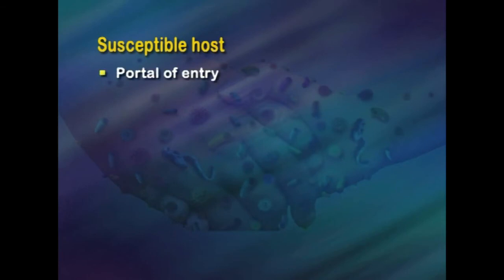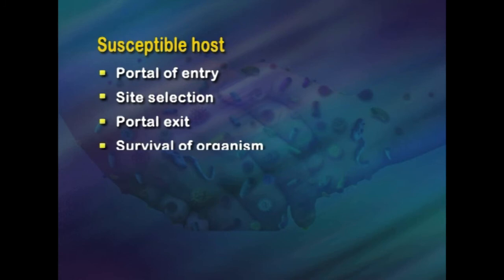Susceptible host. Susceptibility of the host is another factor determining the transmission of disease-causing agents. The sequence of events occurring in the host includes: first the portal of entry, then site selection, portal of exit, and survival of the organism. Portal of entry. The agent can find entry through the respiratory tract, alimentary canal, genitourinary tract, skin. Some organisms may have multiple ways of entry.